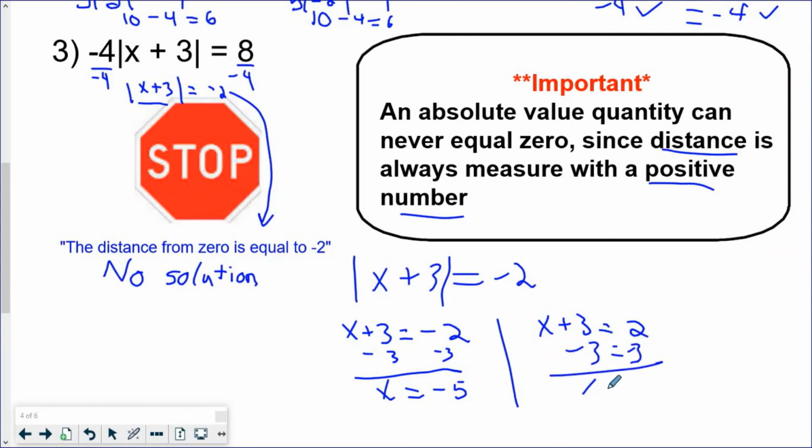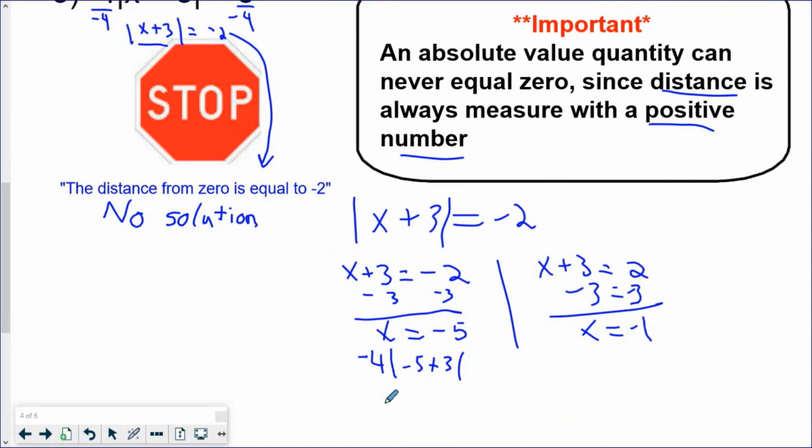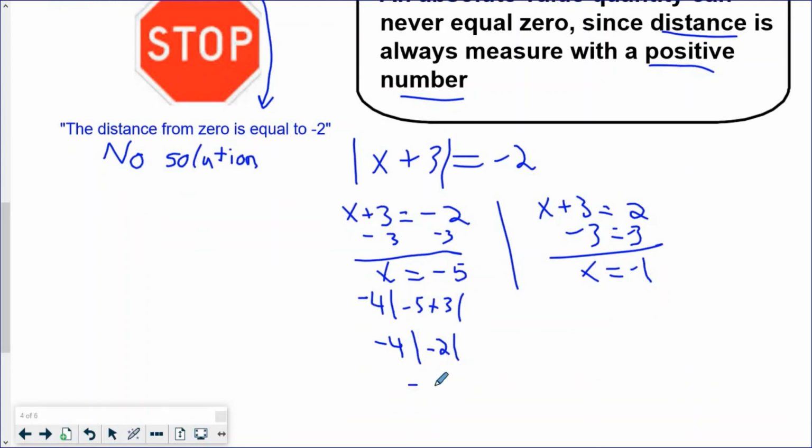So a lot of my students will say, Mr. King, look, I got 2 answers. Did you check them? You've got to check them. So if you take -5 and plug it into here, you would get -4 times the absolute value of -5 plus 3. And -5 plus 3 is -2. So this would be -4 times the absolute value of -2, right? And that will come out to -8.